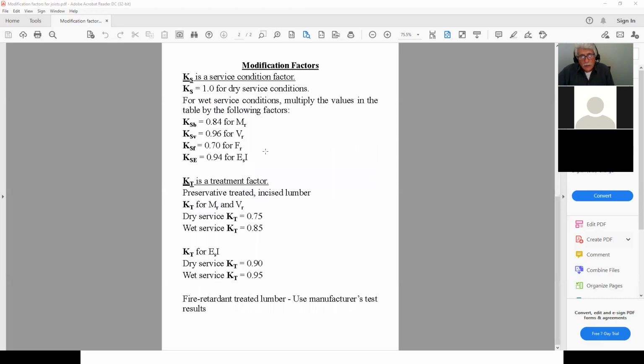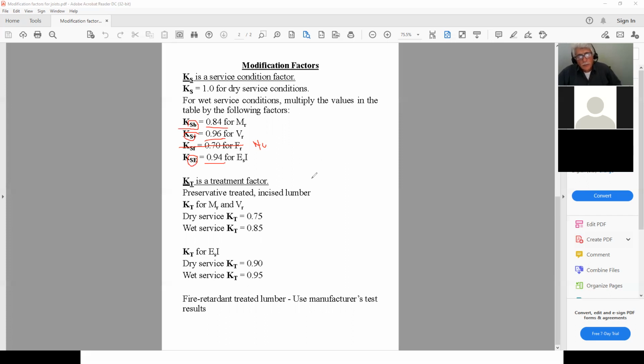And then after that, of course, for serviceability, you have to be careful because there's one for bending, SB, in other words moment, and one for SV for shear. And then there's one for stiffness. Now this is for notches. I'm not worried about notches. So therefore, here's the value for bending, here's the value for shear, and here's the value for the stiffness, okay?